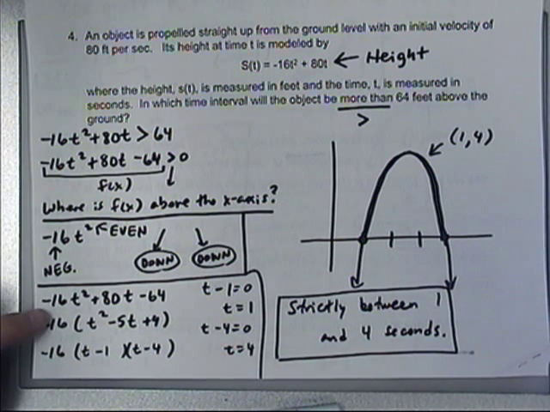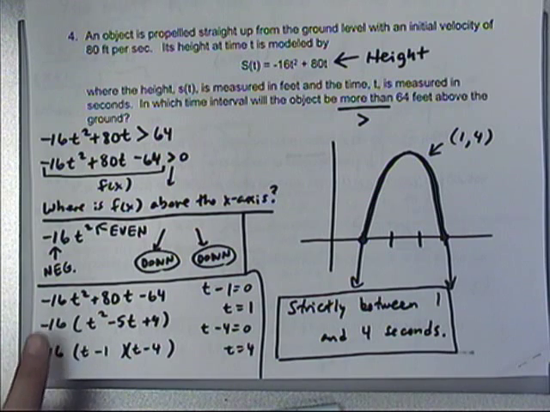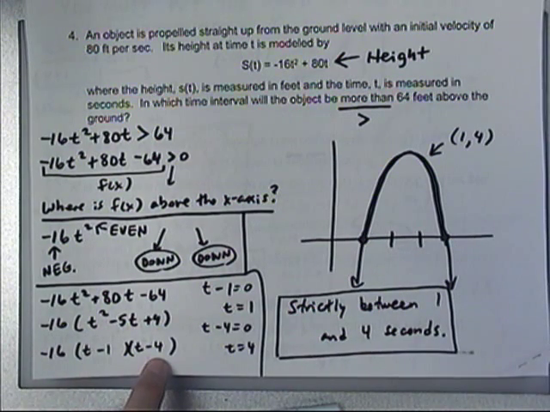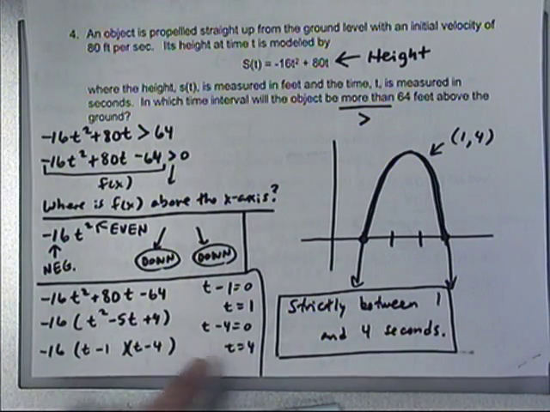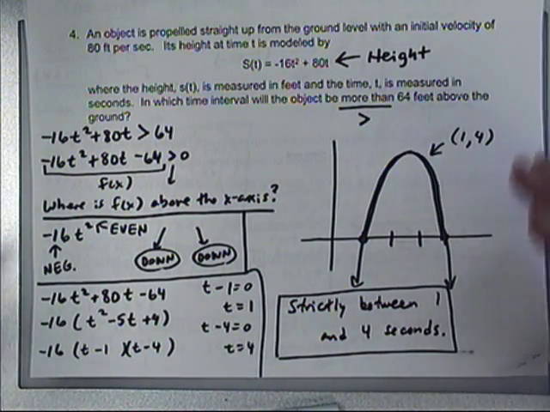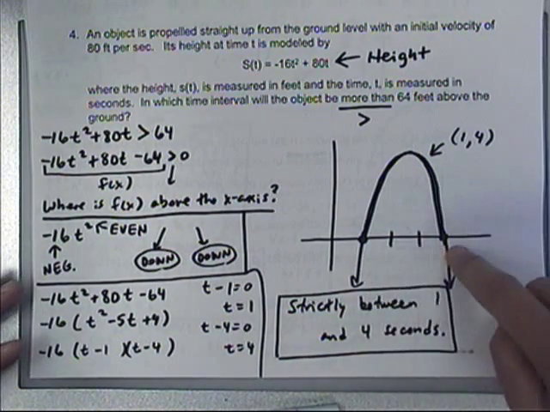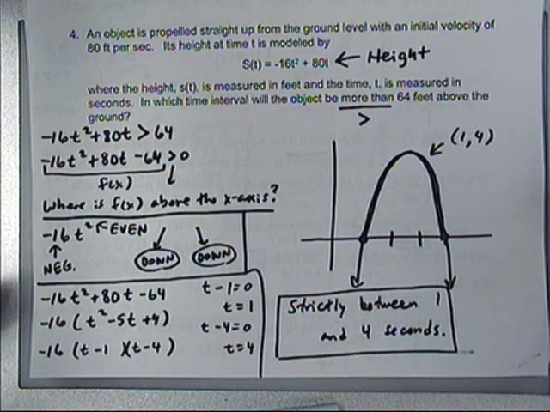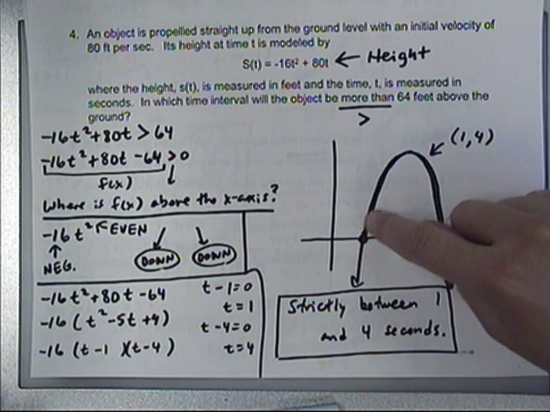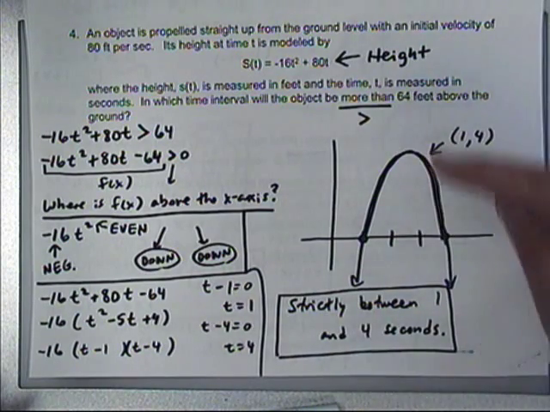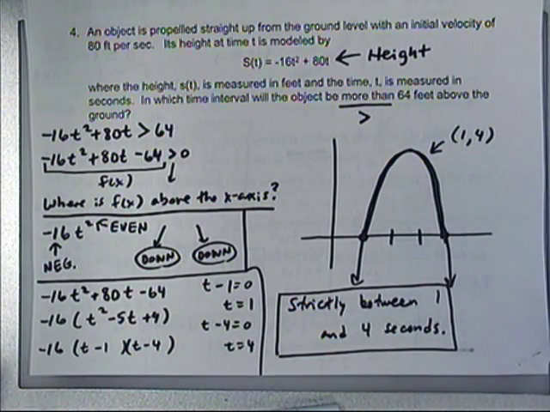Then I found the x-intercepts by first factoring out a -16, and then I can just ignore the -16. That doesn't help me find any solutions. But this part I factored into (t-1) and (t-4), set them equal to 0, and I had two x-intercepts, one at 1 and one at 4. So where did this graph exist above the x-axis? Obviously right in the middle part here. So between 1 and 4 was my answer. So at what time interval after you shoot this rocket up into the air is it going to be higher than 64 feet? Well, any time between 1 and 4 seconds. And I said strictly between because they said above 64 feet, not at 64 feet. And that's set 2.7.